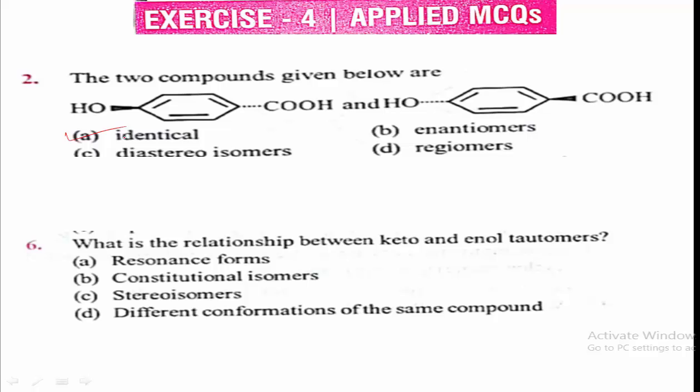Next, question number 6. What is the relationship between keto and enol tautomers? Options are given here. Resonance forms, constitutional isomers, stereoisomers, different conformations of the same compound, etc. Students, remember, constitutional or structural isomers have same molecular formula but different structural formula. Is it right? Yes.